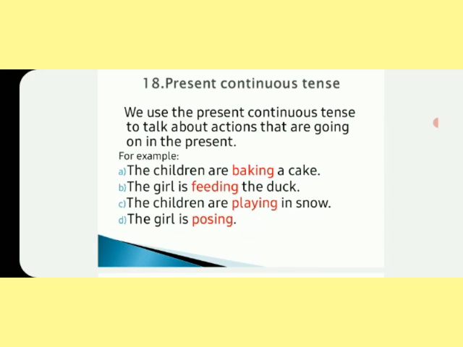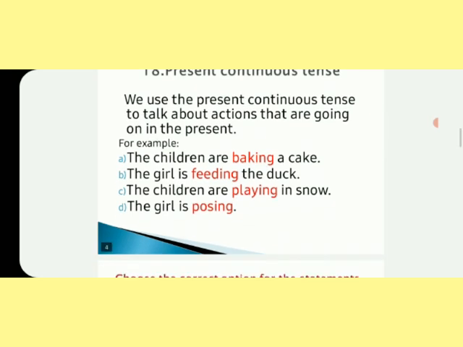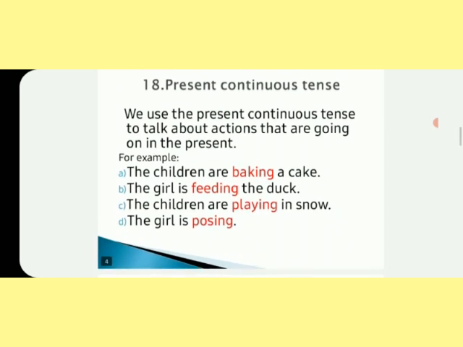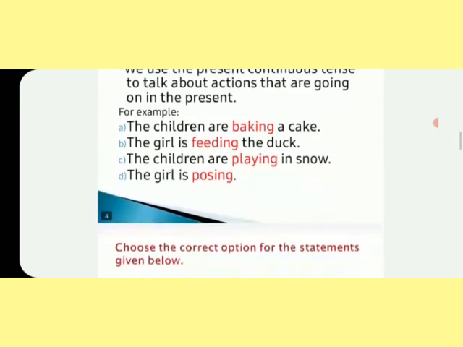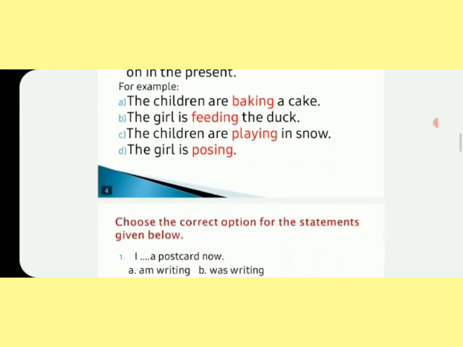All right, so see, in these sentences you can see are baking, is feeding, are playing, is posing. All these helping verbs, are and is, are helping the main verb to complete the sense of the tense. Are baking, is feeding, are playing, is posing.